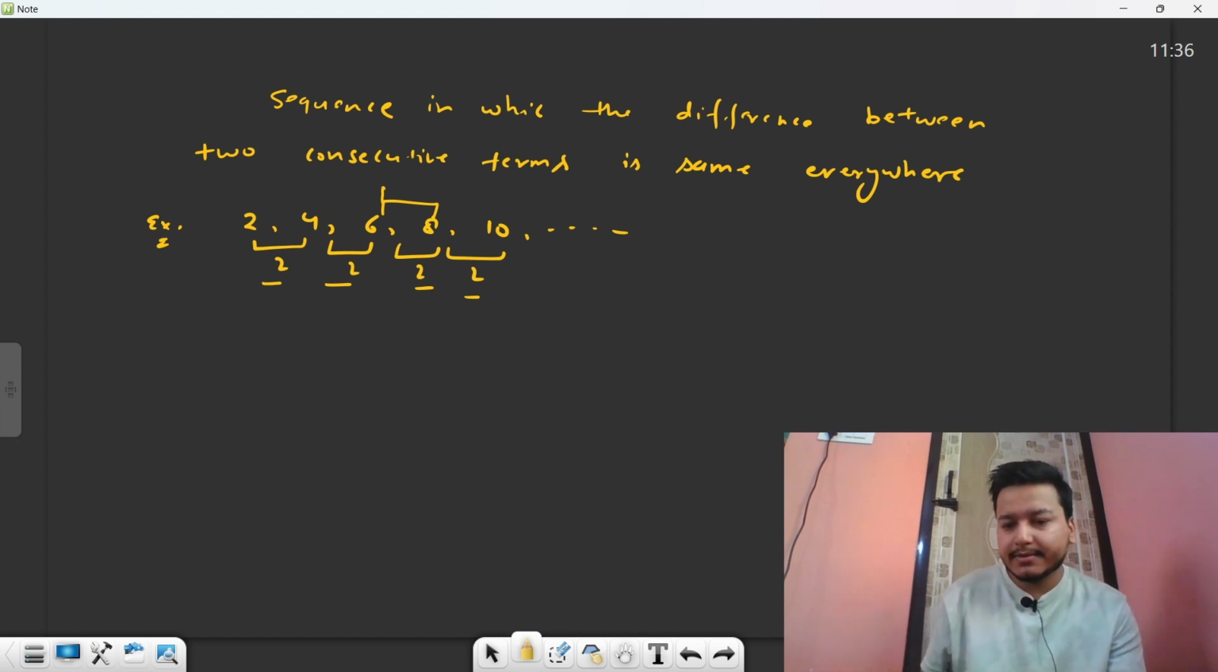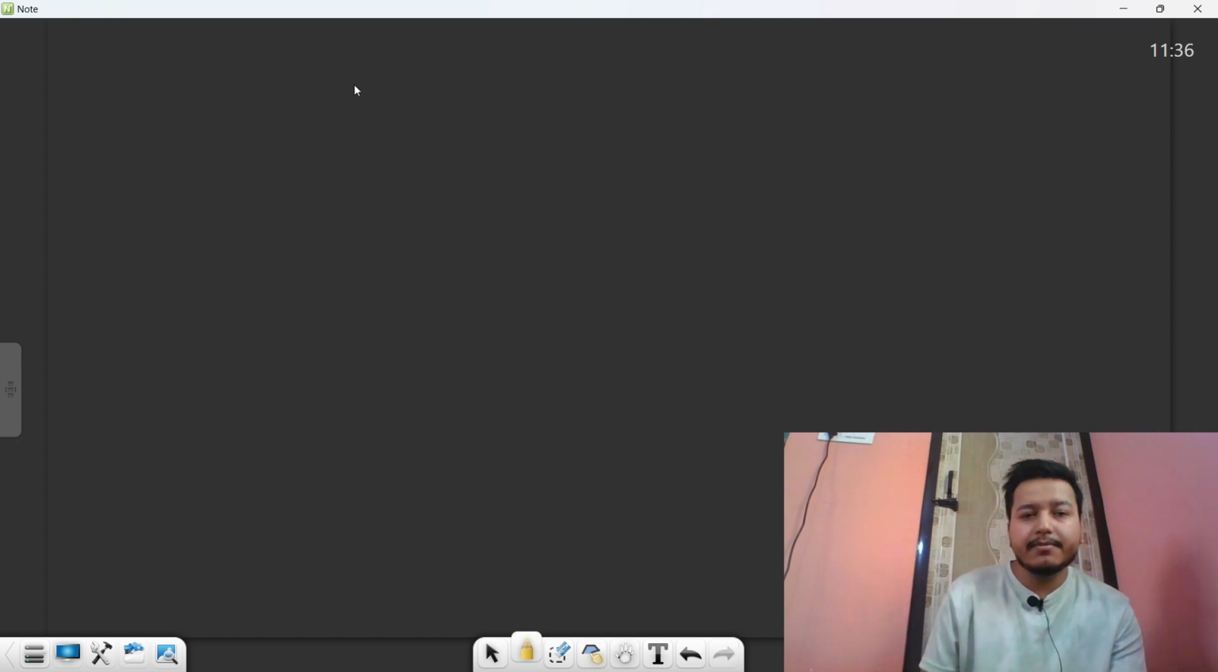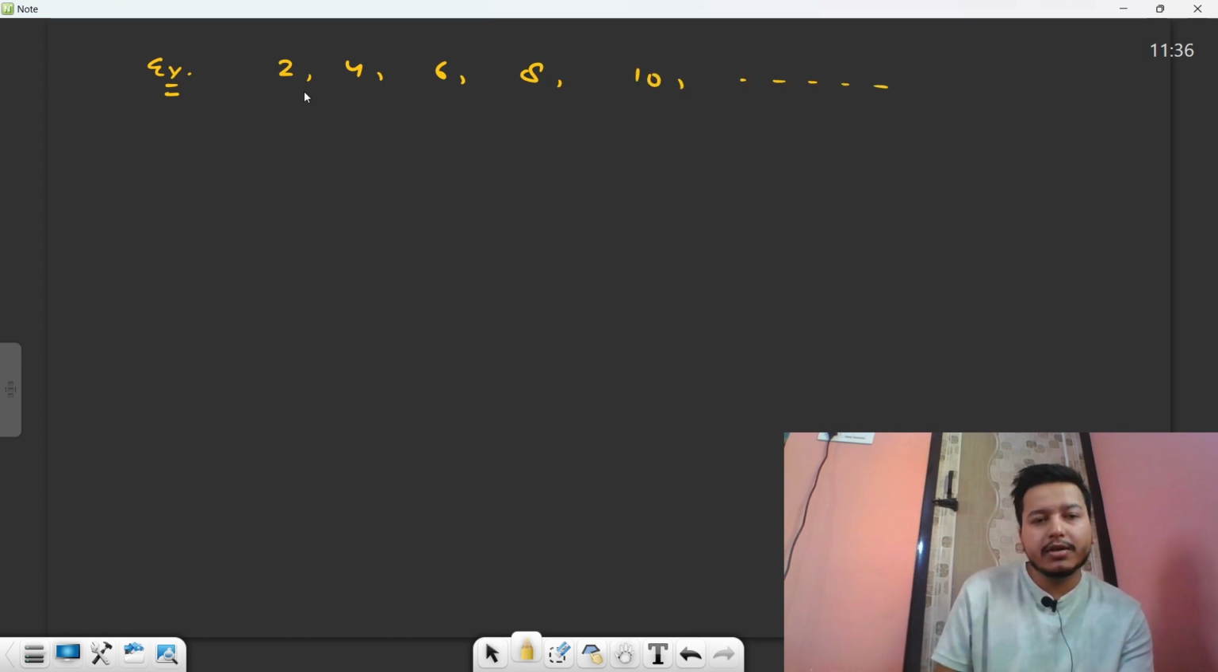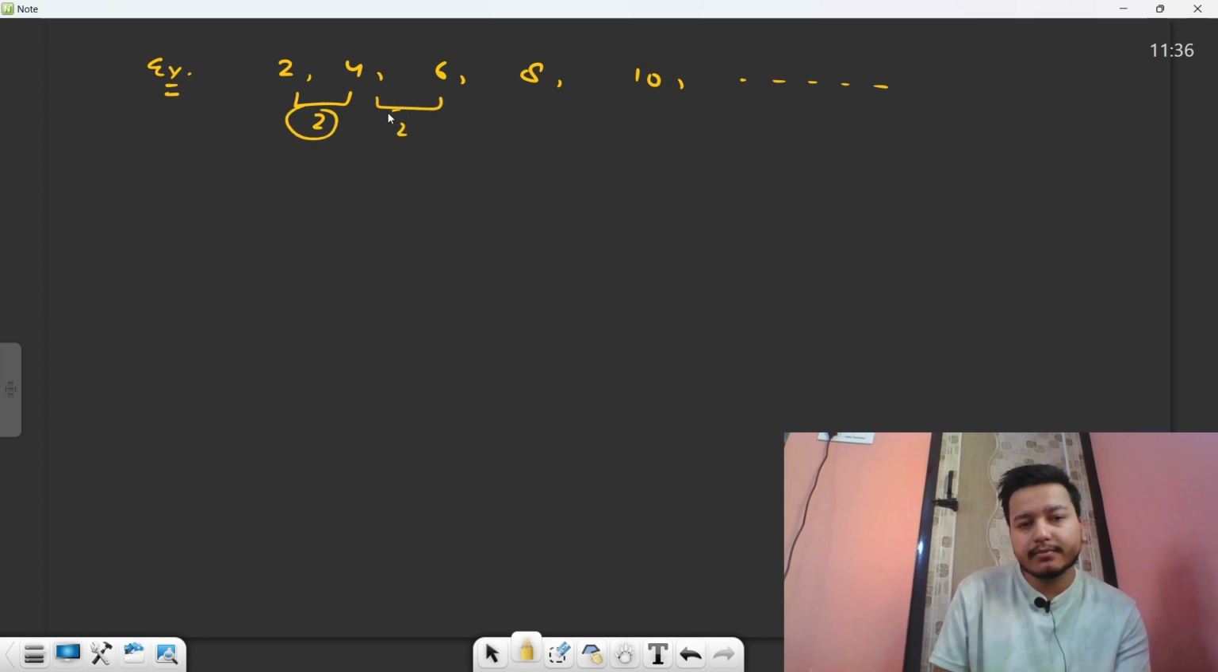Okay. So let's talk about some important terms of an AP. For example, we will again write an AP: 2, 4, 6, 8, 10. Here we saw the gap between them is 2. So the difference is called the common difference.